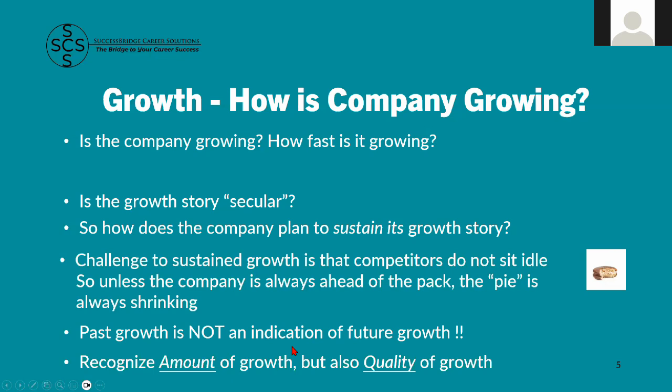So that is something that one must be very conscious about, and one must also recognize how the company has grown. It's not just the growth numbers, but also the quality of growth. And what is the quality of growth? Whether it's growth from real operations, or whether it's a one-time event that has helped the company to grow. So that's growth compared to the previous fiscal. And last but not the least, what are the sources of growth? That is very important.